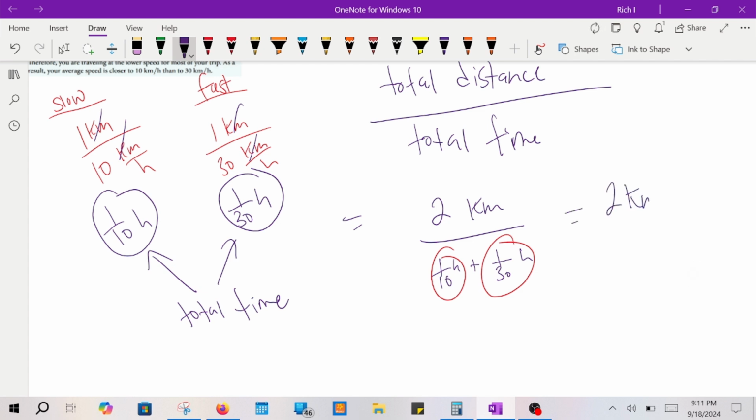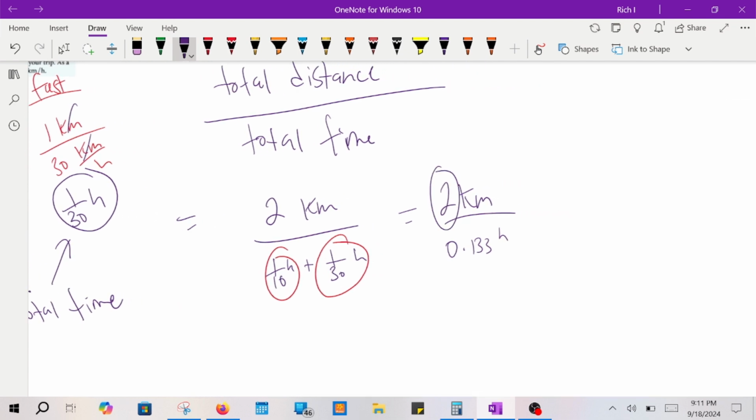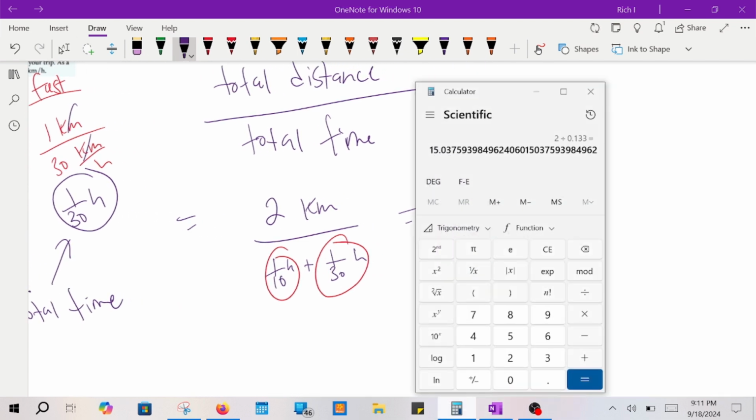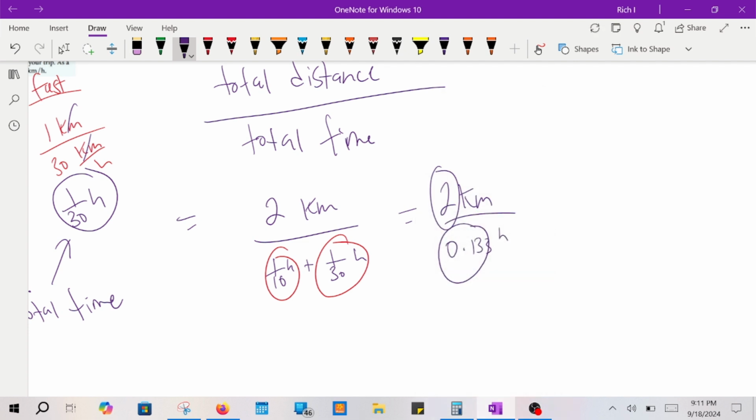So when you plug that into your calculator, 1/10 plus 1/30th ends up being 0.133, and this is going to be hours again, right? So all you're going to do is 2 divided by 0.133. When I plug that into a calculator, it's about 15.04 kilometers per hour, and that's going to be our answer. So we can see that's not close to what we predicted at first, which was 20 kilometers per hour. So this is how you would do it.